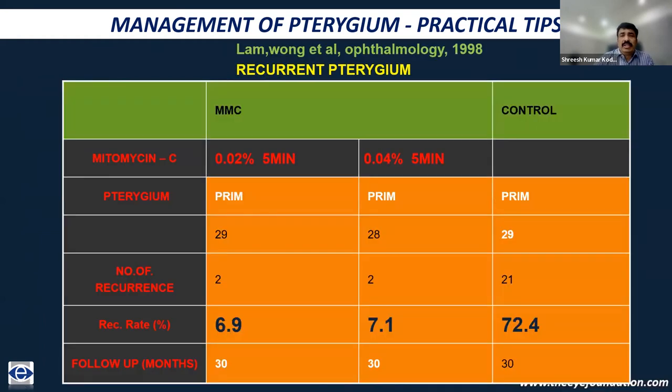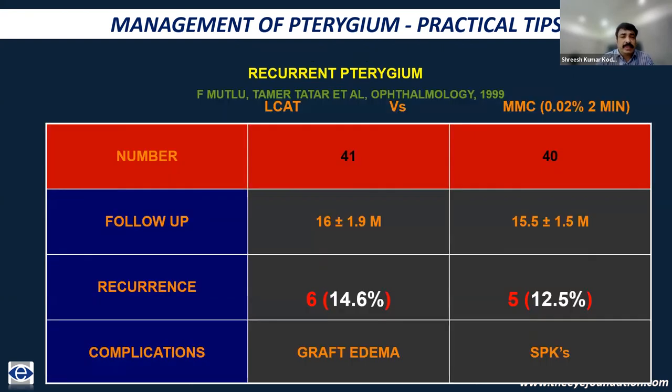And there's a nice paper which was published way back in 1998, which actually compared 0.02% of mitomycin C with the 0.04% of mitomycin C. And as far as the recurrence rate was concerned, it is almost the same in both the cases. So we can go ahead and use a lower concentration, as the other side effects are less with the lower concentration, and the recurrence rate is comparable to 0.04%.